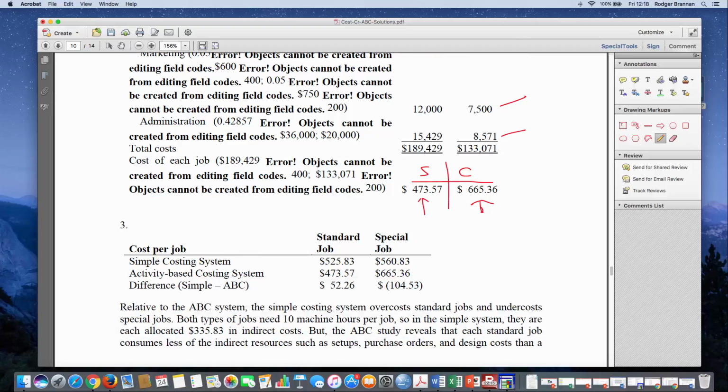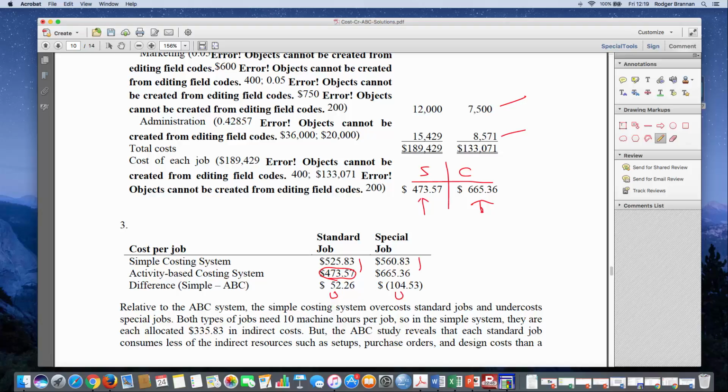And the problem was, under my standard way of doing things, with my plant-wide rate, I was assuming that each one was equal. So if I'm looking at these two things, I thought the costs were $525. In fact, they're $473. I overcosted it. This is overcosting. This one here is undercosting. I wasn't putting enough in there.